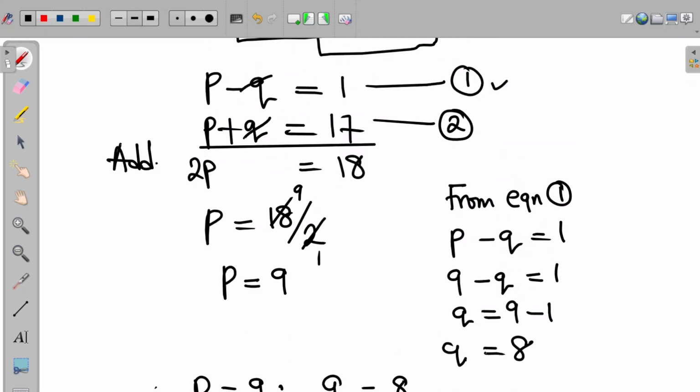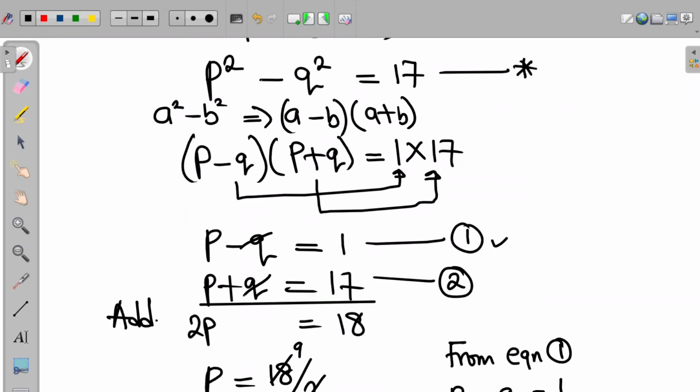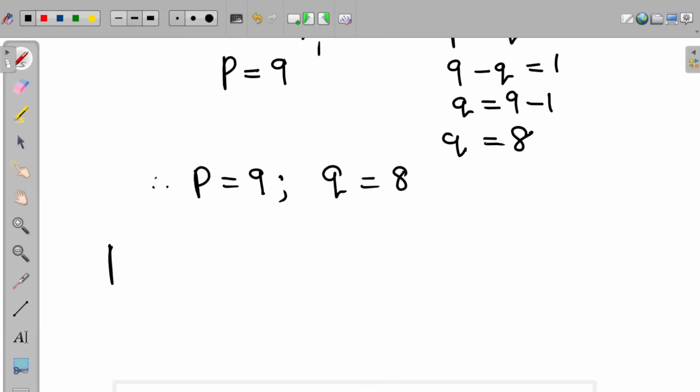But recall that we said let P be equal to x raised to the power y divided by 2, and also let Q be equal to y raised to the power x divided by 2. Thus, P is equal to x raised to the power y divided by 2, and also Q is equal to y raised to the power x divided by 2.